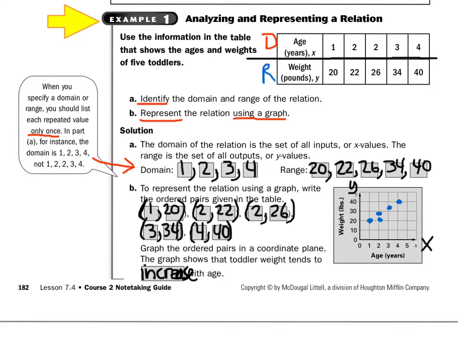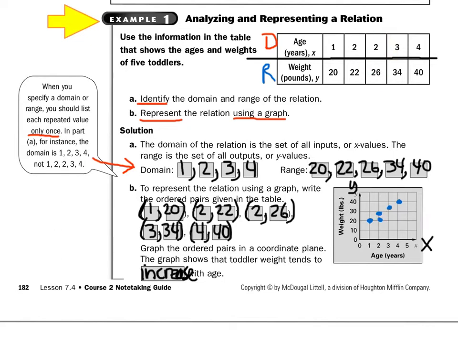And now they want us to represent using a graph. So if we're going to use a graph, we want to put one x with one y. So I would put 1, 20 is the first point I would graph. So I start at the origin at 0, 0. The 1 tells me to go to the right 1, and the 20 tells me to get in the elevator and go up to 20 and then put a dot. And then the second point is right here, 2, 22. So I start at the origin, I go to the right 2, and then I go up to where I think 22 is, and I put a dot.